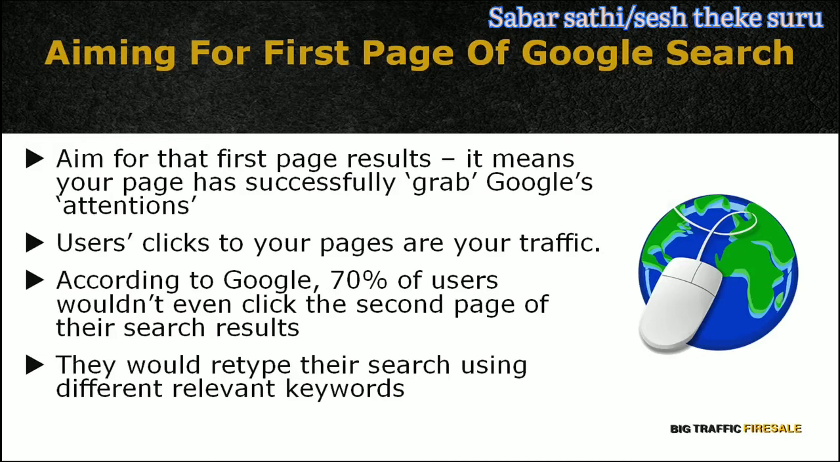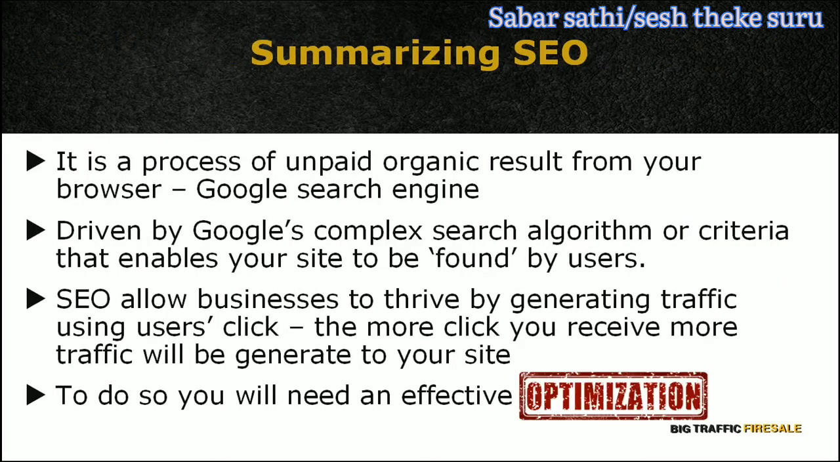Research shows that 70% of Google users wouldn't even click the second page of their search results. If they can't find it in the first page, they would retype their search using different relevant keywords. Thus, the cycle continues. So let's do a small recap of SEO.